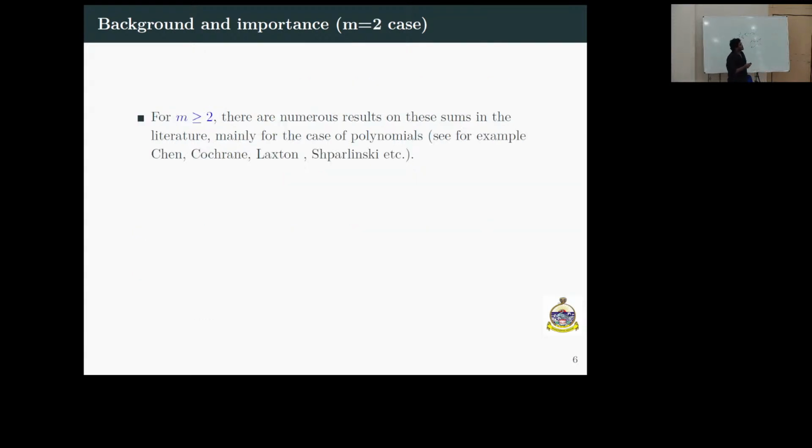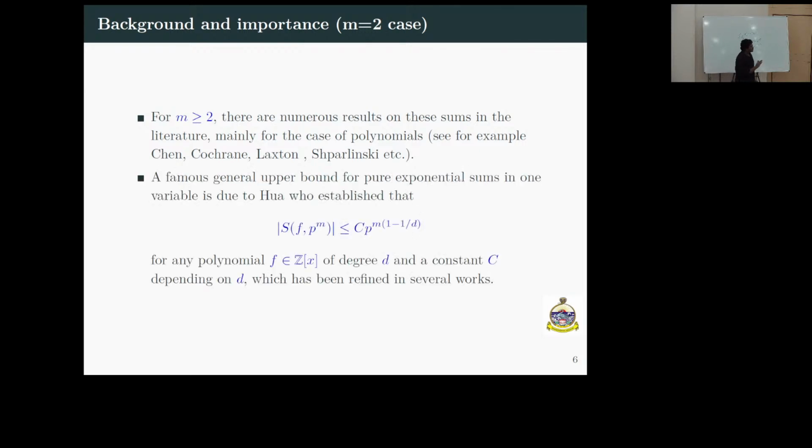Now we are mostly interested in the m greater than or equal to 2 case. Just for the review, one can see the work of Cochrane, Professor Todd Cochrane, and Professor Igor Shparlinski. This is a different Chen that Professor Shparlinski has introduced. It's not the same Chen. And I want to also tell about this famous bound. This is due to Hua. This bound one can write as less than or equal to some constant times p power m times (1 minus 1 by d). So for the d equal to 2 case, you will basically get the square root, right? And there are many other refinements that have later been done towards this sum.